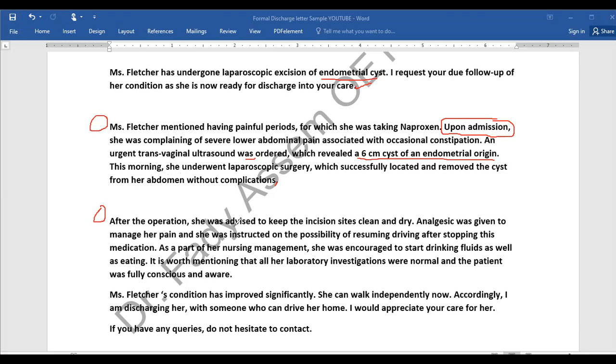After the operation, she was advised to keep the incision sites clean and dry. Analgesic was given to manage her pain, and she was instructed on the possibility of resuming driving after stopping this medication. So I'm clarifying here and rephrasing that this patient is unable to drive until she stops her analgesic medication. If you return to the case notes, you will find that I'm here summarizing and rephrasing, and these are two criteria which are necessary in the OET writing.